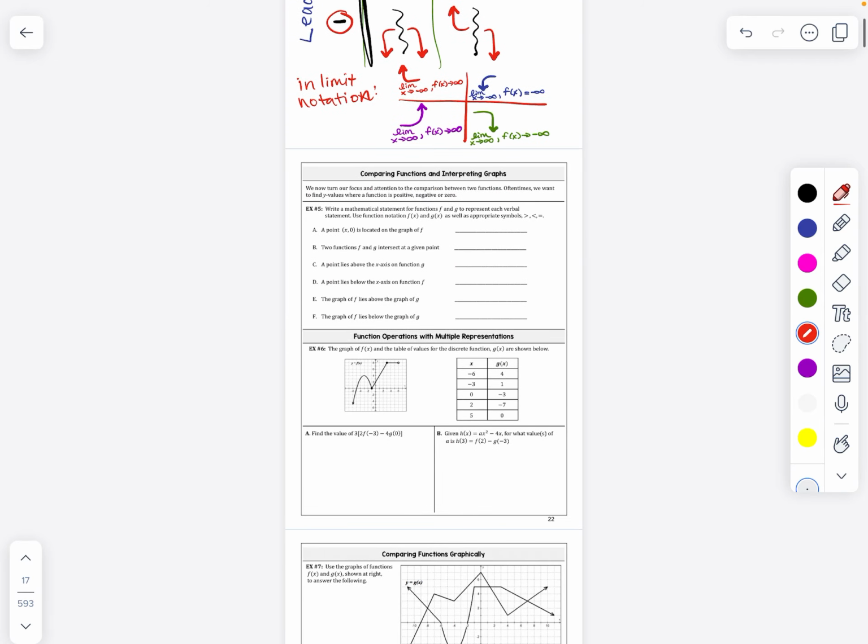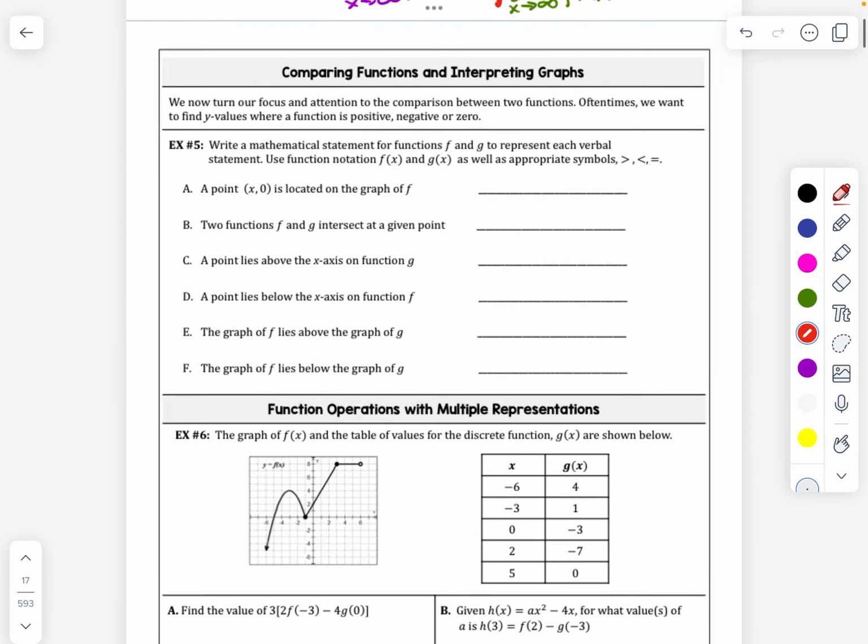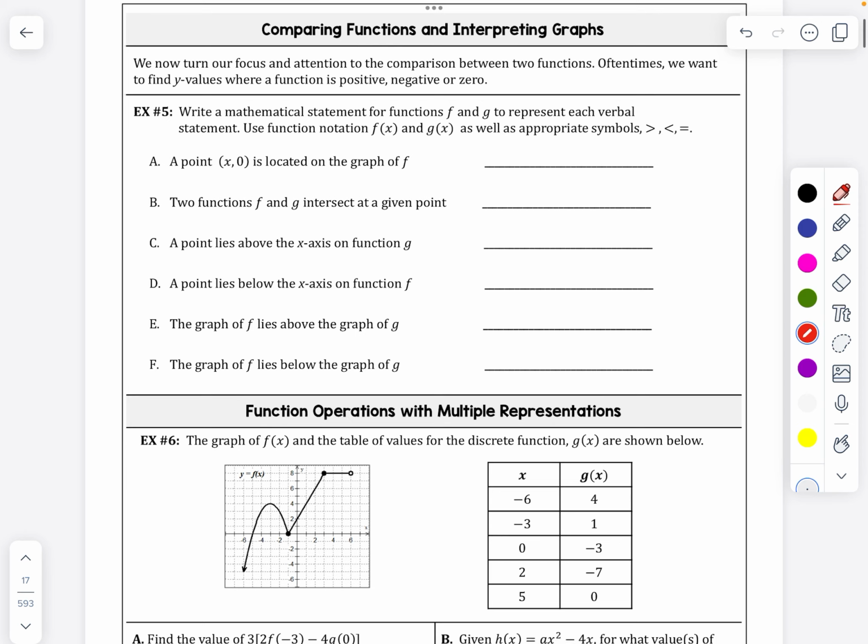All right, let's look at our next page. It says comparing functions and interpreting graphs, okay? So we turn our focus and attention to the comparison between two functions. Oftentimes we want to find y values where a function is positive, negative, or 0. So that's what we're going to be looking at here. We're going to write some mathematical statements for functions to represent each verbal statement. So we're going to read it verbally and then put it in a mathematical statement.